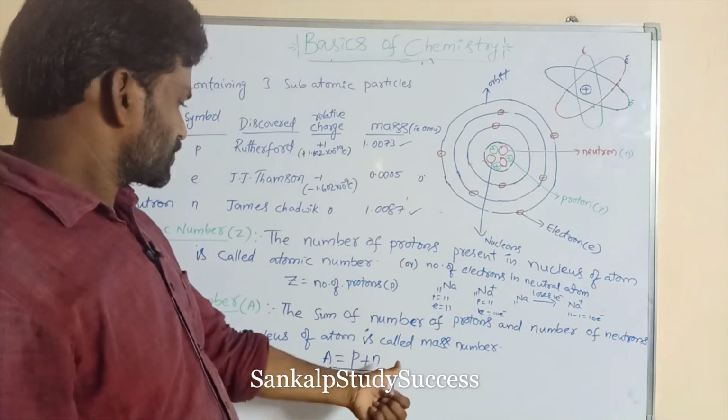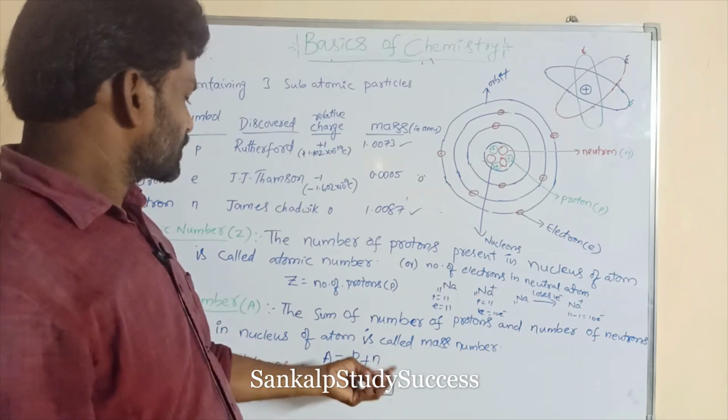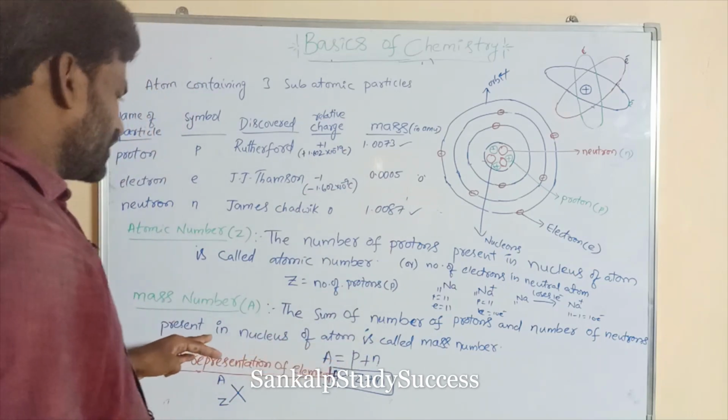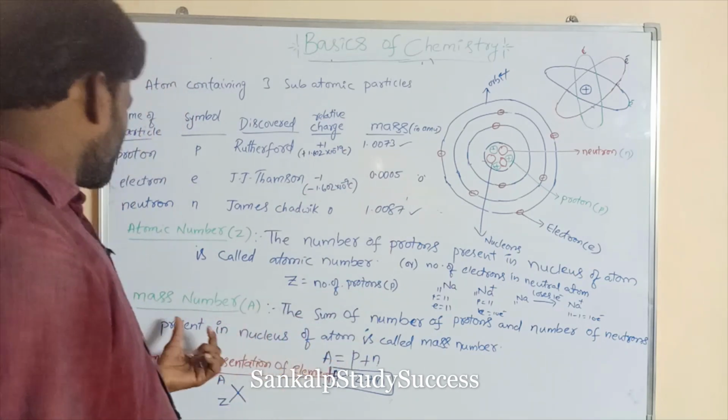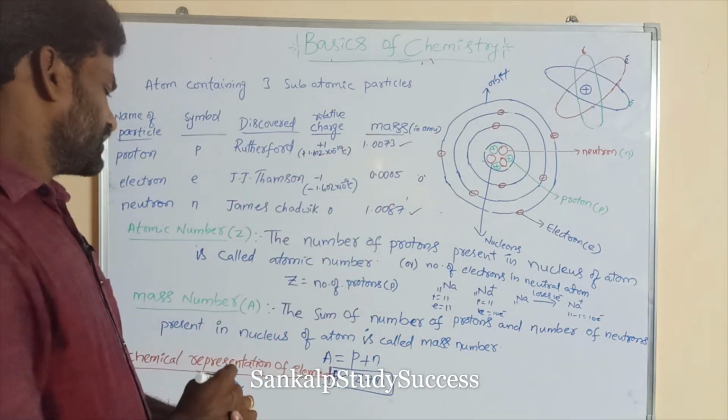So that is the number of protons and the number of neutrons. The atomic mass is nothing but the mass number, right? Atomic mass is also considered as a mass number.